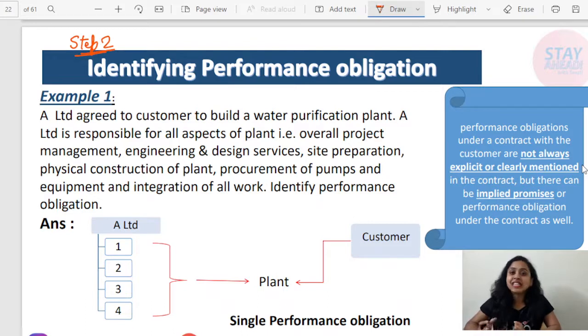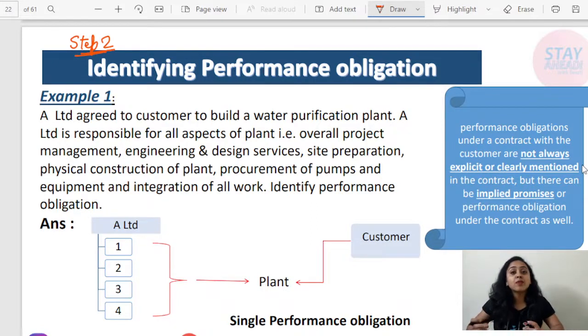This lecture is in continuation with lecture number 11 and 12. Here we will continue with Ind AS 115 provisions and the concepts. Now, as you know, there is a 5-step model for recognizing revenue from contracts with customers. In this lecture we will head towards step number 2, that is identifying performance obligation.